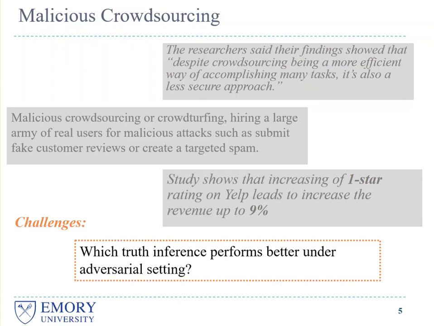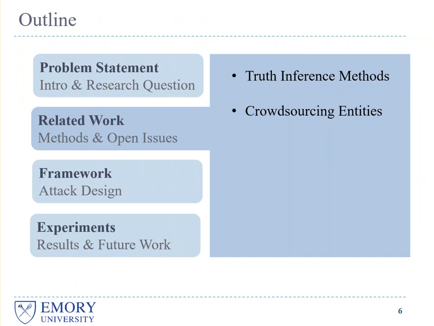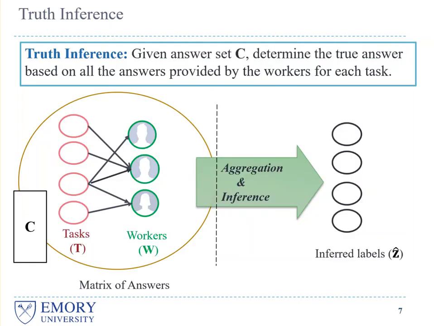Crowdsourcing systems face the challenge of finding out which truth inference performs better under an adversarial setting. Now I'm going to touch on truth inference methods in the existing work and walk through different entities and modeling in crowdsourcing. Given answer set C here that's provided by a set of workers assigned to some of the tasks, the truth inference method aggregates those answers and determines the inferred truth answer based on the answers provided by workers for each task.